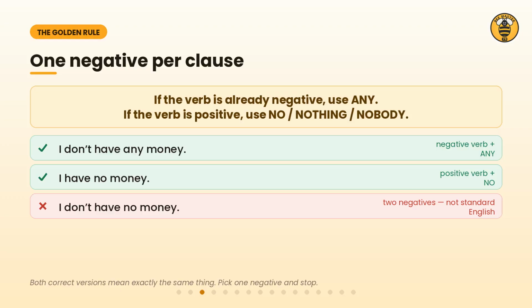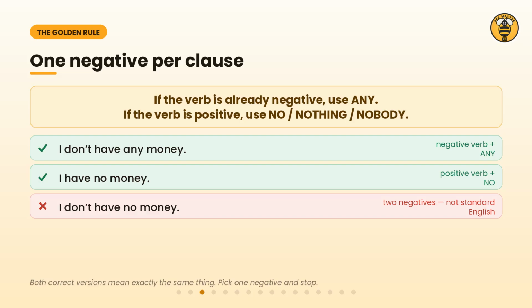In standard English, one clause carries one negative word, not 2. So if your verb is already negative, don't, doesn't, didn't, isn't, can't, then you must continue with any. Listen. I don't have any money. But if your verb is positive, then the negative idea is carried by the other word: no, nothing, or nobody. Listen again. I have no money. Both sentences mean exactly the same thing.